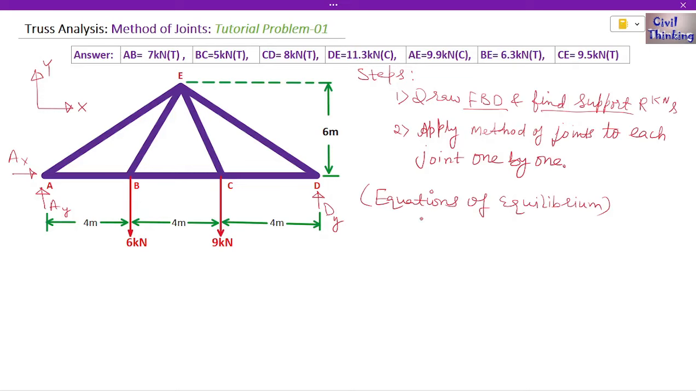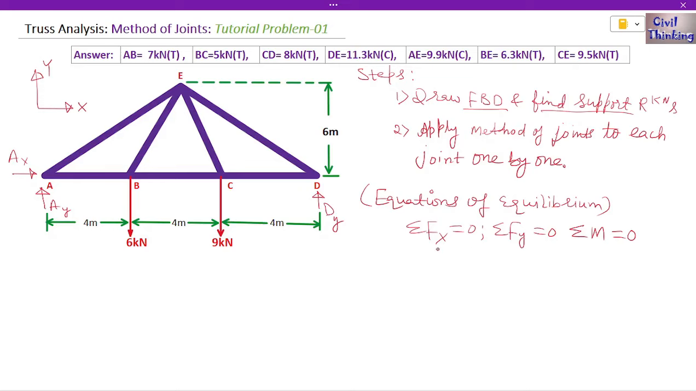What are those equations of equilibrium? They are basically three for a two-dimensional object. Summation of force about x-axis is 0, summation of force about y-axis is 0, and summation of moment at any point of this truss is 0. These three we call equations of equilibrium. By the way, I have already made a video lecture on equations of equilibrium. You can watch it if you want more clarification.